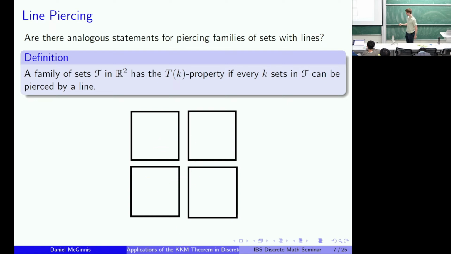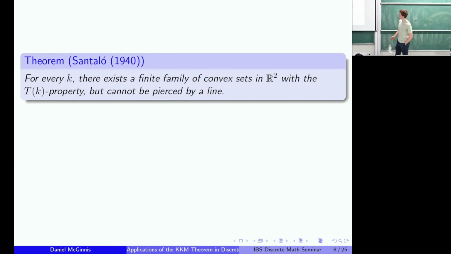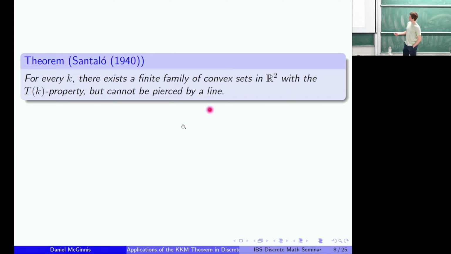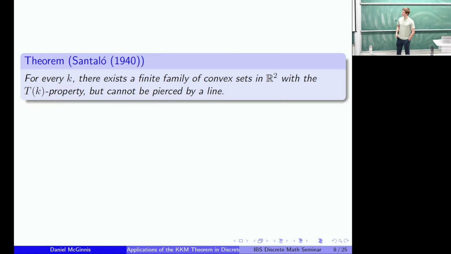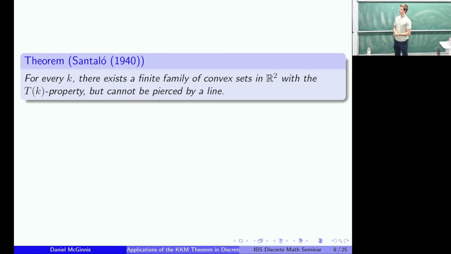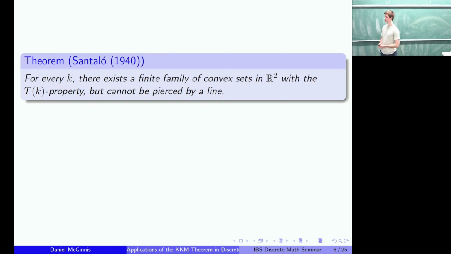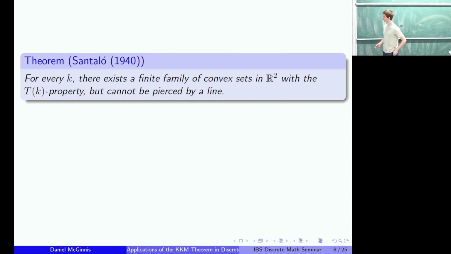In fact, Santaló showed in 1940 that for every k, there exists a family of convex sets in R2 with the T_k property that cannot be pierced by a line. So no matter how much you increase this local condition, you can't guarantee a line intersecting your family. There are known local conditions that guarantee that your family of sets can be pierced by a line. This is called Hadwiger's theorem, but I won't be going into that.